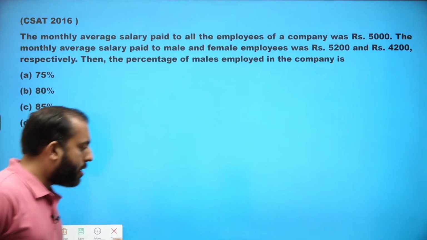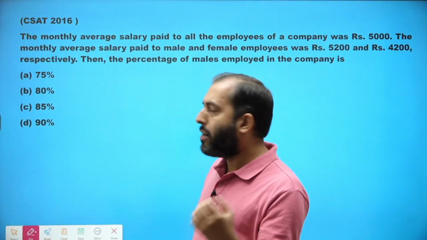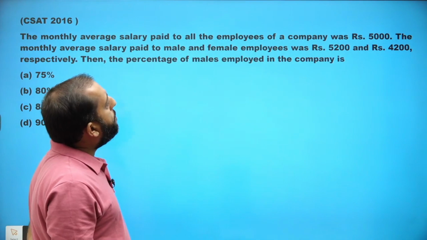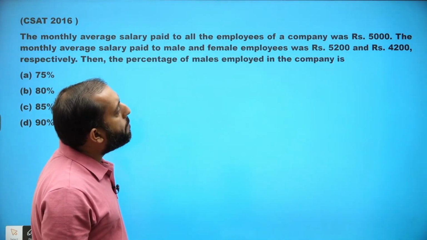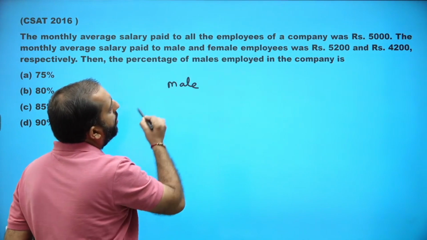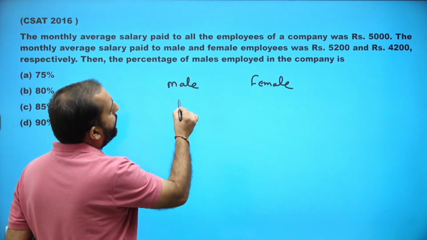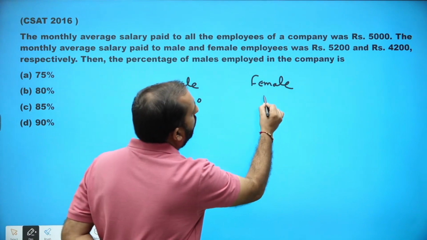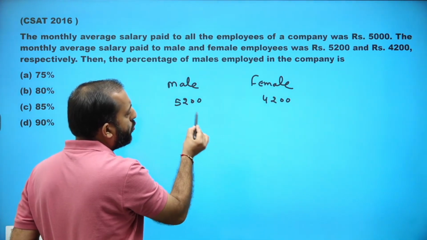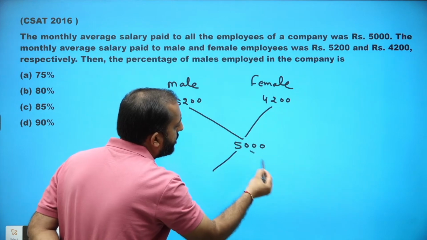This is one more question that we can solve with the help of allegation, and it was there in your previous year questions. It says, now see, the monthly average salary paid to all the employees of a company is 5,000. The monthly average salary of male and female was 5,200 and 4,200. The average of male is 5,200, average salary of female is 4,200, and overall salary of the employee is 5,000. Let's apply the allegation here.